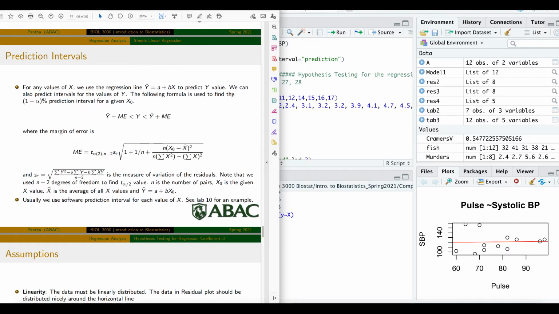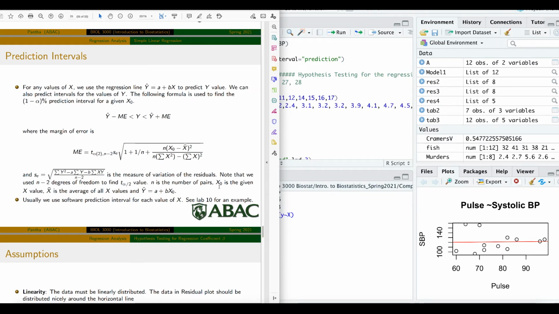The following formula is used to find the 1 minus alpha percent prediction interval for a given x sub 0, okay? Y hat minus margin of error is less than y hat plus margin of error, where margin of error is given by t alpha. So you use the t table, okay? Alpha 2 tail table, and n minus 2 degrees of freedom, SE, and root under 1 plus 1 over n plus this value, right? And SE is given by that value, the measure of variation of the residuals.